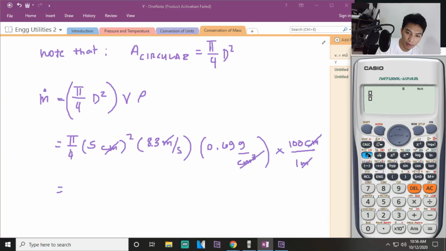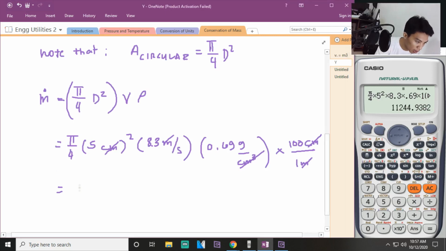So, pi over 4, for your calculator, shift pi over 4 times 5 squared times 8.3 times 0.69 times 100. Okay, that will be 11,244.9382 grams per second. Paano pag kilograms?